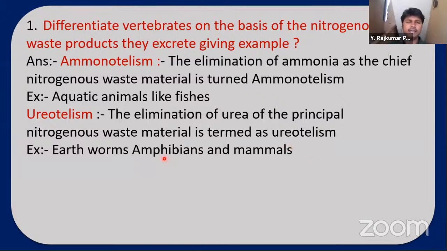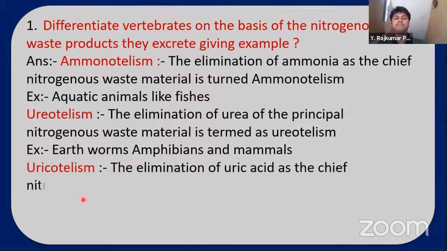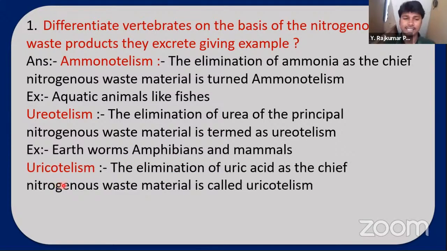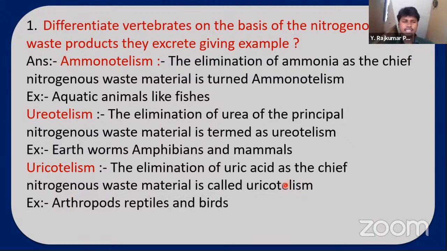Ureotelism is exhibited by earthworms, amphibians, and mammals. Okay. Next is uricotelism. The name itself says uric acid. So the elimination of uric acid as the chief nitrogenous waste material is called uricotelism. Uric acid is excreted by arthropods, reptiles, and birds. Arthropods means the insect family, you know that. Reptiles means lizards and snakes, and birds.